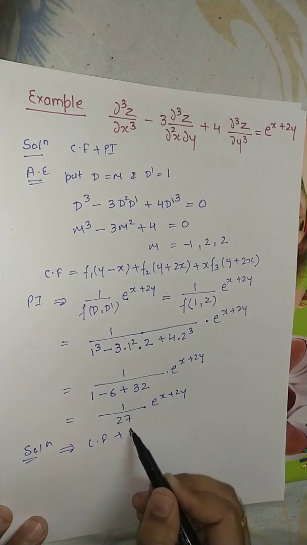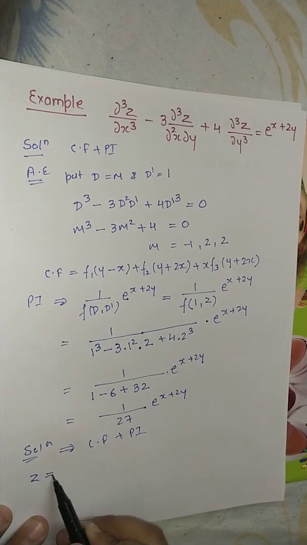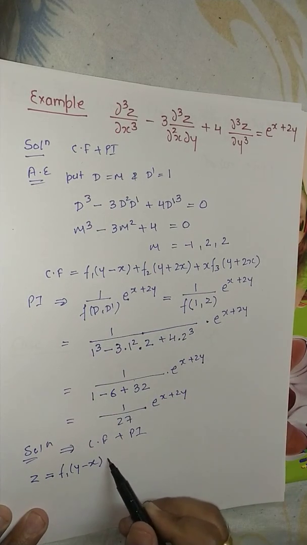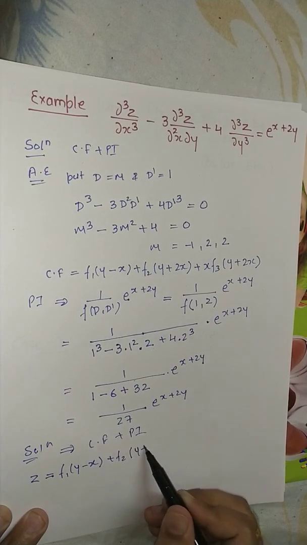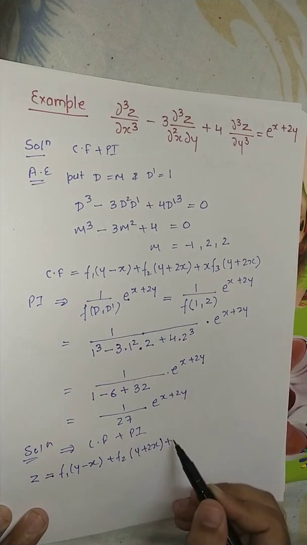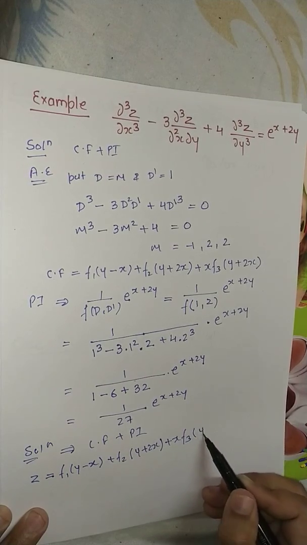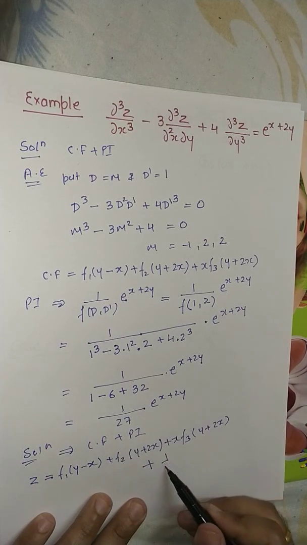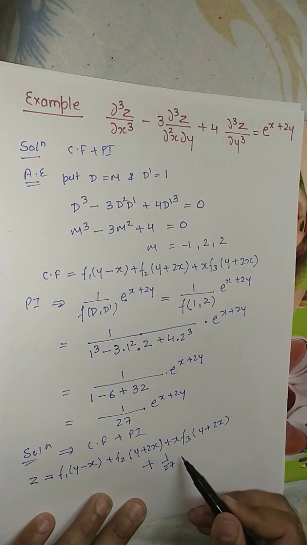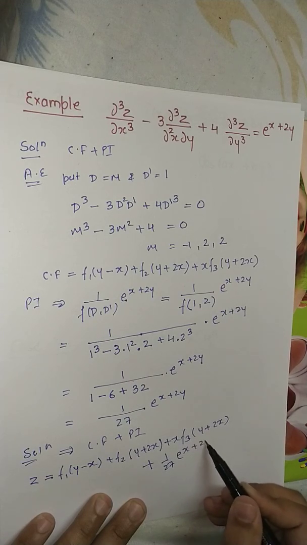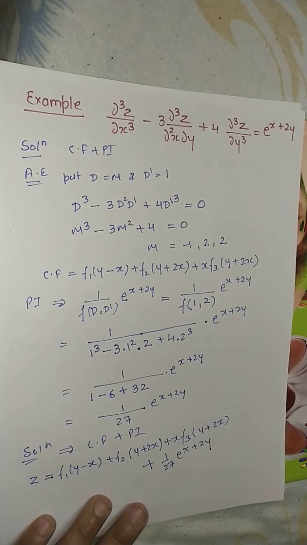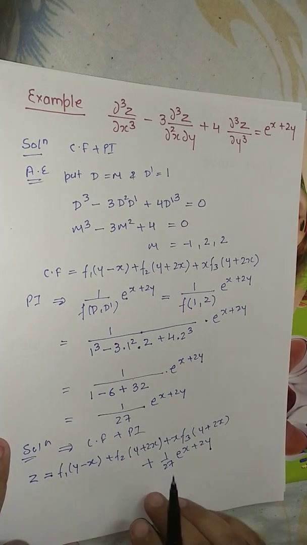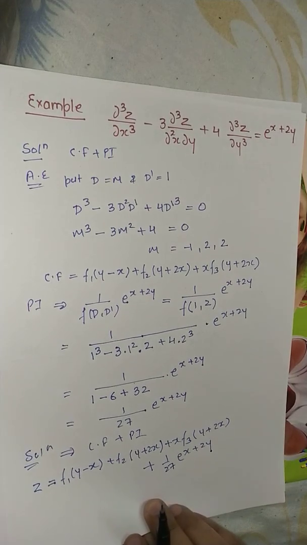CF plus PI. So z is equal to, first we will write CF, which is f1 of y minus x plus f2 of y plus 2x plus x f3 of y plus 2x, plus the PI, which is 1 upon 27 e to the power x plus 2y. So this is the solution. So this is the first case, and after the first case, let's go and discuss the second case.